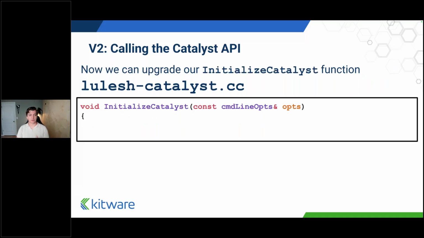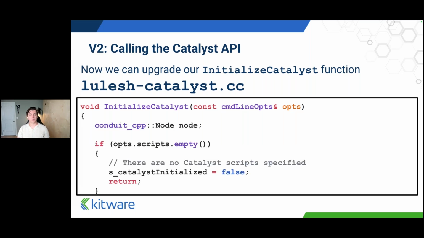All right, looking at our old initialize Catalyst function, we're going to add a parameter. We're going to change the function signature a little bit to take in one of those command line ops objects. This is going to give us access to our list of scripts that are passed in through the command line. We're going to create a conduit node. We have a thin wrapper around conduit nodes so that we have a nice C++ API that we can provide for Catalyst. This is really nice to work with in a C++ environment, but we have flexibility for C as well as bindings for Fortran and Python, which we can get into in future work if you're interested.